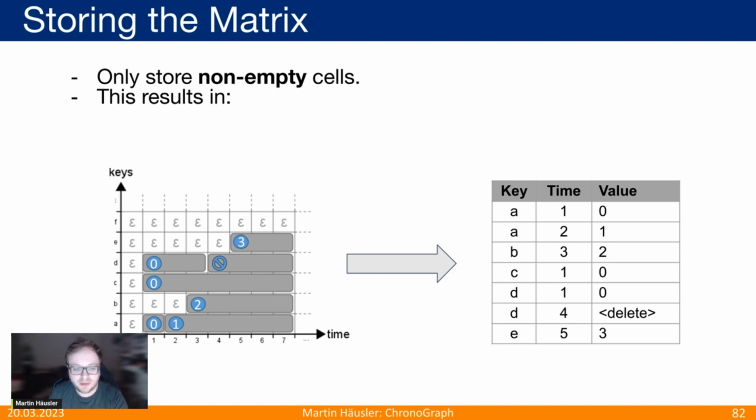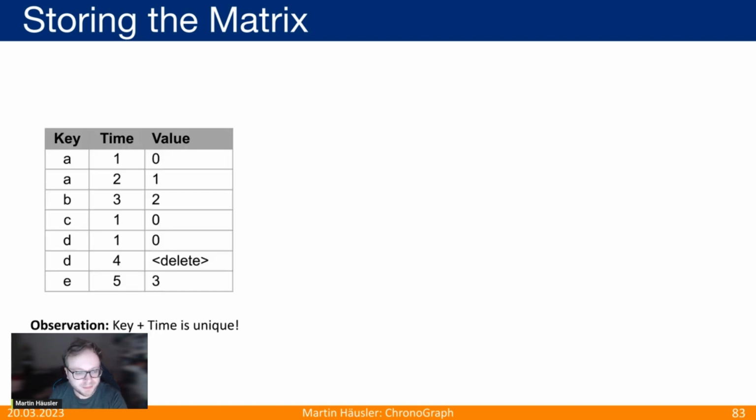So the first step is to take this visual representation and turn it into something more computer-like, something that computers can deal with. Let's turn it into a table. So we have the key, the time, and the value as the 3 columns. Again, the only speciality here is that for the key D, the deletion marker, we have to use an extra value, but that's not a big issue.